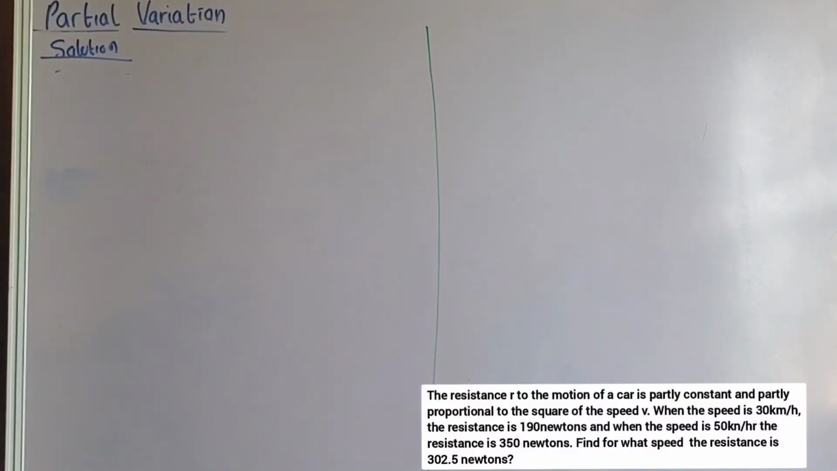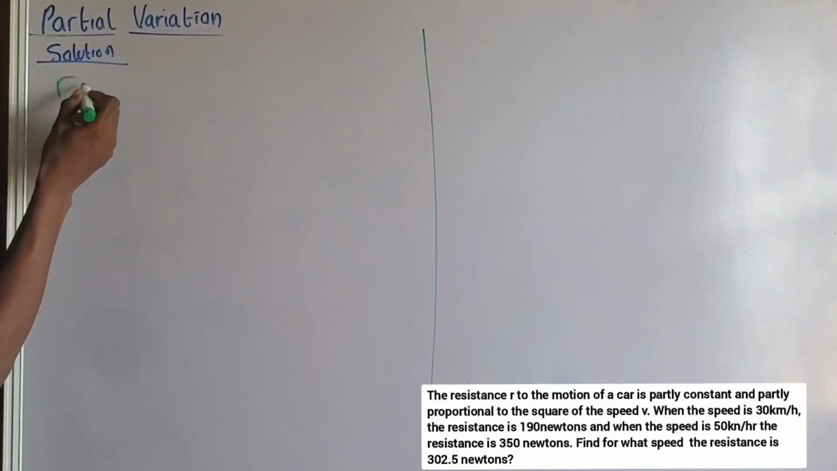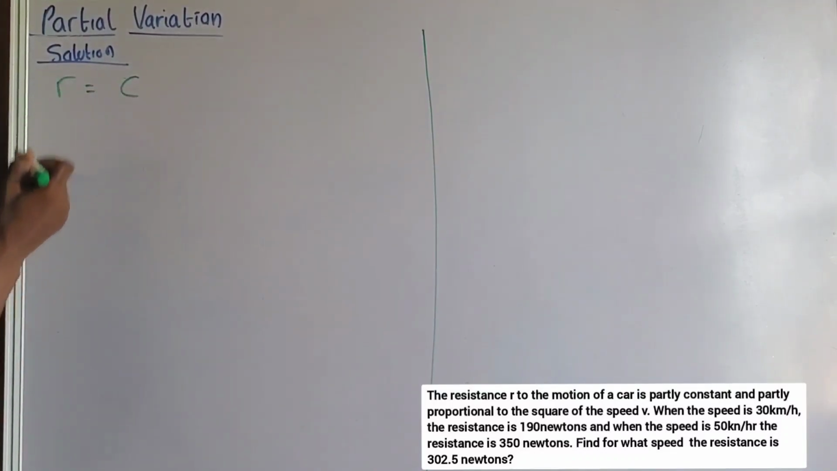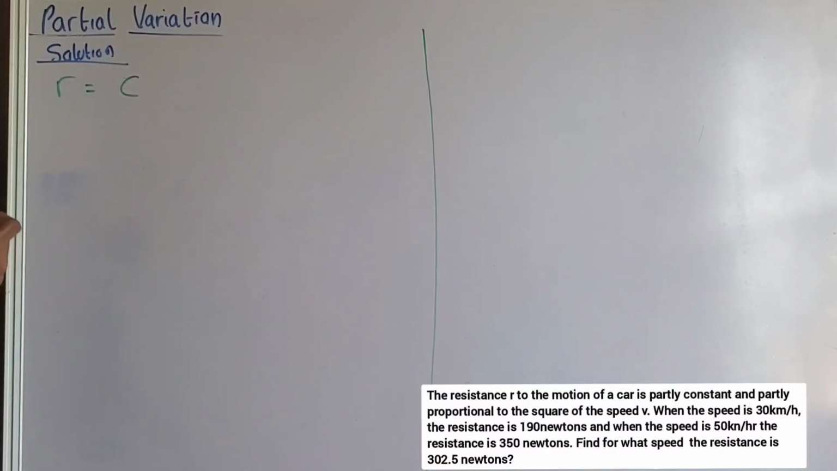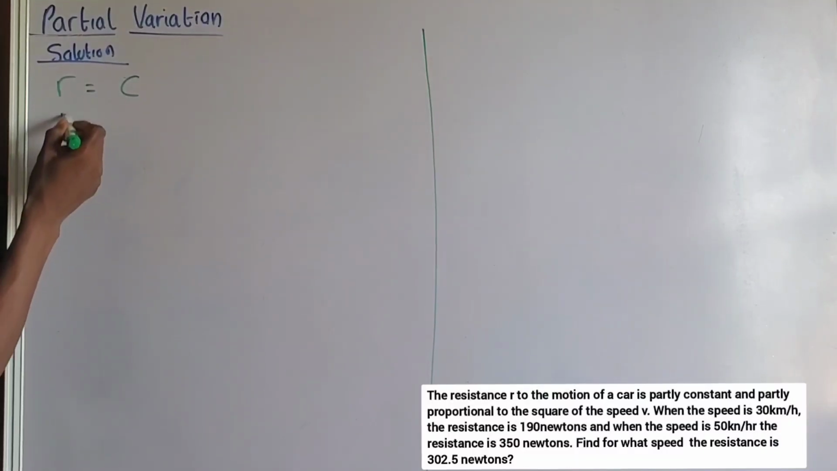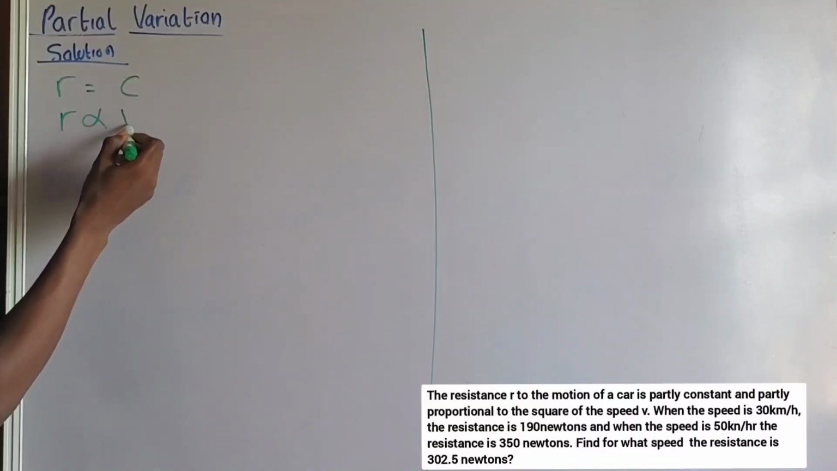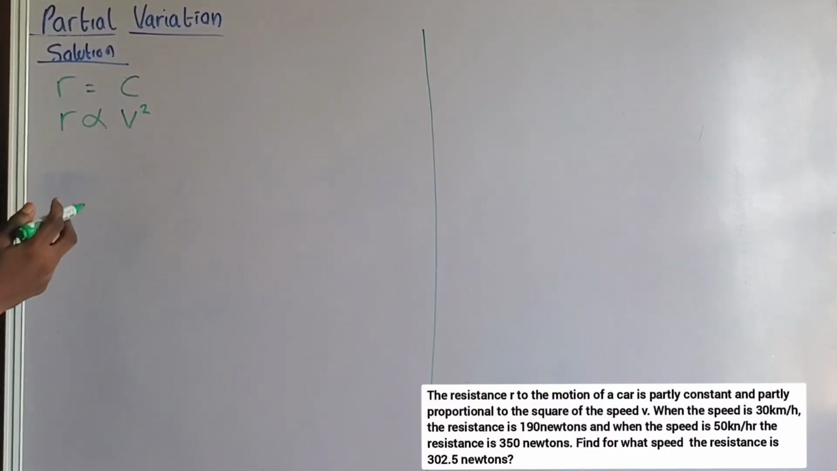Okay. Now, the resistance R to the motion of a car is partly constant. So R is partly constant. Let us represent the constant as C. Okay, R equals C, and the resistance is also partly proportional to the square of the speed. So R is proportional to the square of the speed. V is the speed. So R varies as the square of the speed.